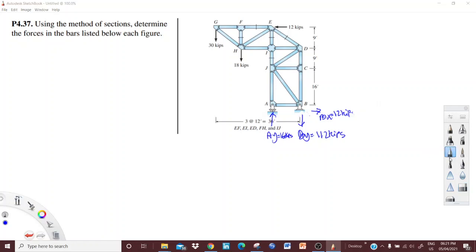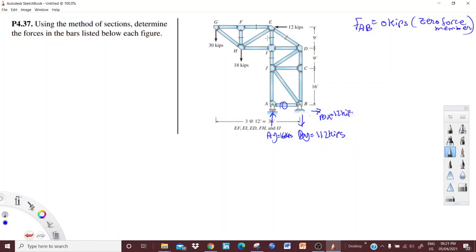Okay guys, so let's start. We found the reaction at the support. Let's find here the zero force member. Since we found AY is equal to 160, therefore this is a zero force member. So we can erase it, or just say that member AB is equal to 0 kips, and write zero force member.